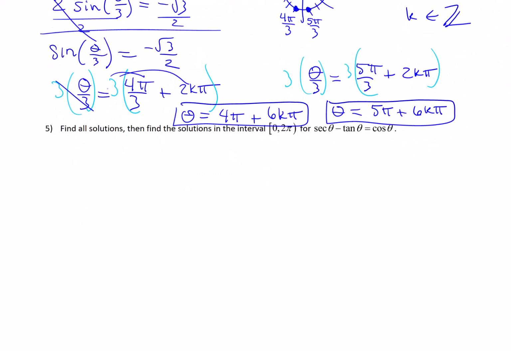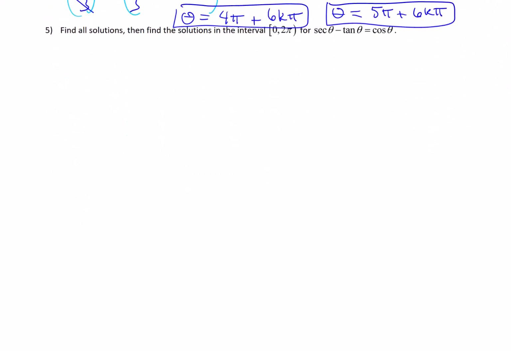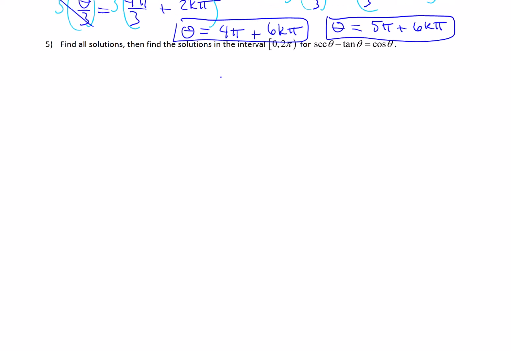Okay, moving on to the next one. Number 5 says as follows. Find all solutions, then the solutions in the interval. So same kind of problem here. This one wants us to find solutions in the interval 0 to 2 pi, just like before. Here's our equation this time. It's given as secant theta minus tangent theta equals cosine theta.